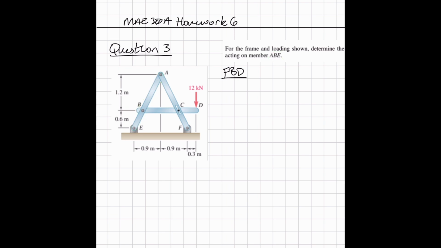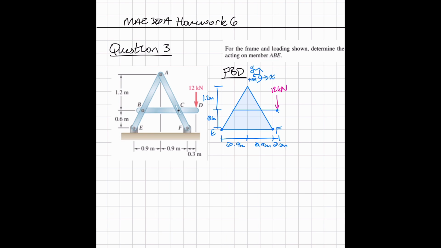So what we can do right away is draw a free body diagram of the entire thing, just as a rigid body. We'll do that real quick. So here we have E, F, and then up here there is the 12 kilonewton force. And then I'll just define my coordinates as well, and then my distances: 1.2 meters, and then over here we have 0.9 meters, 0.9 meters, and 0.3 meters to point D.